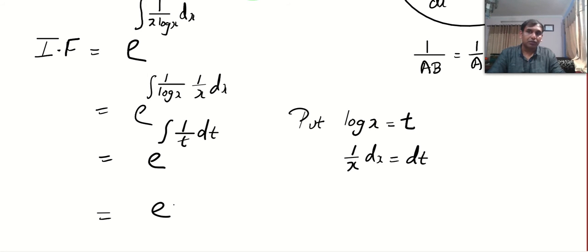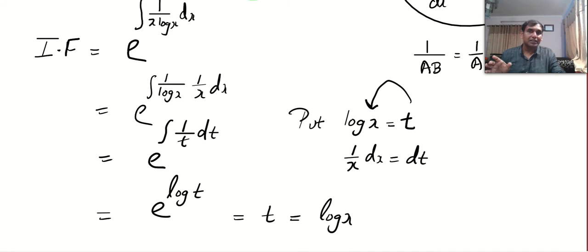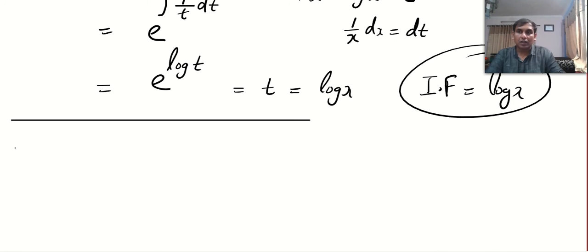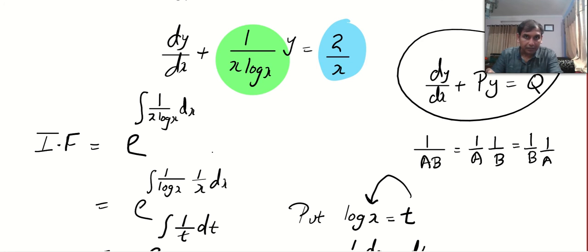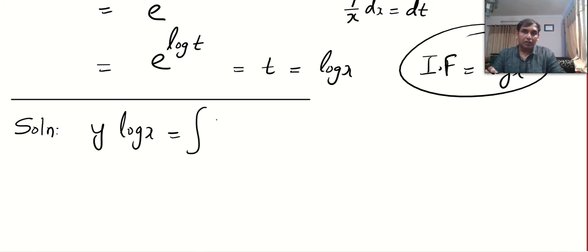What is integration of 1/t? Log t. Oh, that's good. Can you see? e power log, they are inverse, so we get t, and that will be equal to log x, because the value of t is log x. So we found the integrating factor, and what's the integrating factor? Log x. The solution. What's the solution? y into integrating factor is equal to integral Q. What was that Q? Let's go back. 2/x. So integral of 2/(x log x)... wait, the integral of 2/x into log x dx plus c.